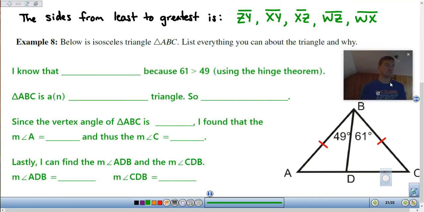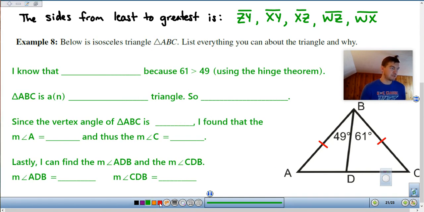Okay, in this diagram it says, below is isosceles triangle ABC. List everything you can about the triangle and why. I have given you an outline here because there's a lot to write. I'd rather us just fill in some blanks here. I know that blank is true because 61 is greater than 49.